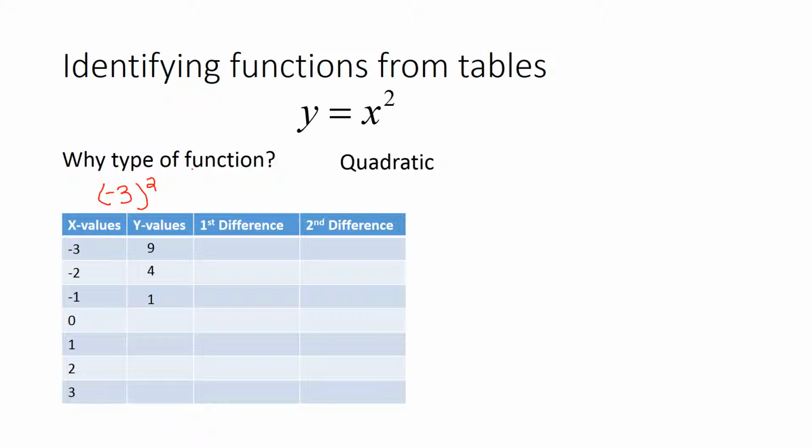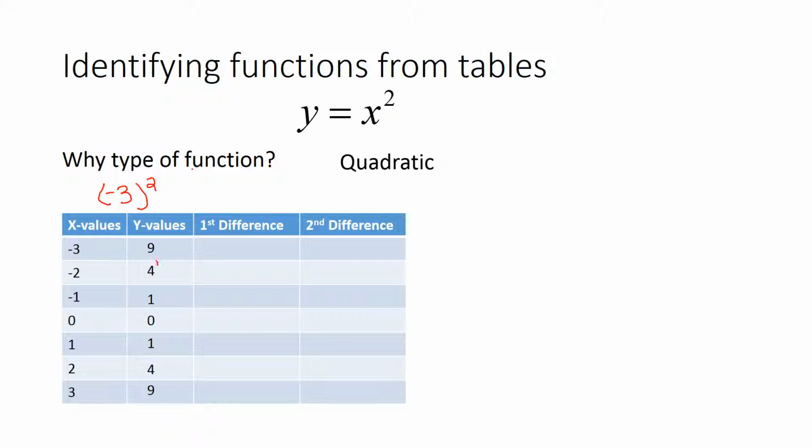Otherwise, you get the wrong answer. Okay, and so going on, one thing we notice about quadratics, especially if we do it around the vertex, our y value should be symmetrical. But that's only if we do it around the axis of symmetry or the vertex. Okay, so now we're going to look at the first difference like we did for linear.